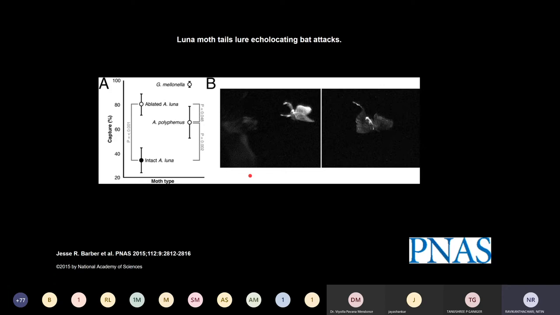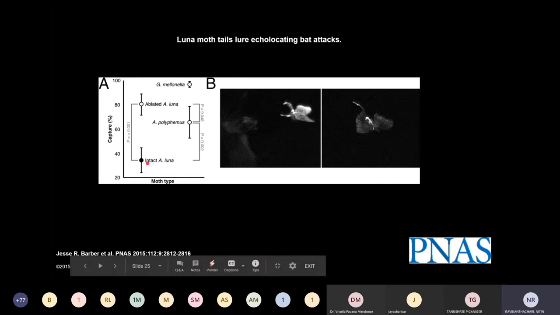So these tails actually help in jamming the signals, because they start beating rapidly when they sense these echolocating signals from bats, and they move away and they jam it. So bats really cannot locate. It's like basically blinding a bat and asking it to find you. So it has a very low chance of finding you when your tail is intact, and it will definitely catch you when you do not have a tail.